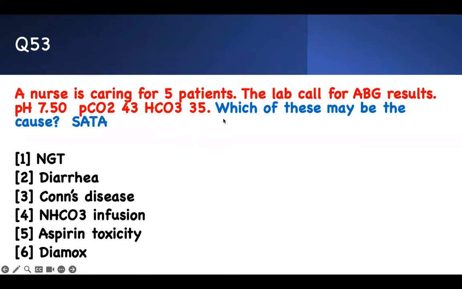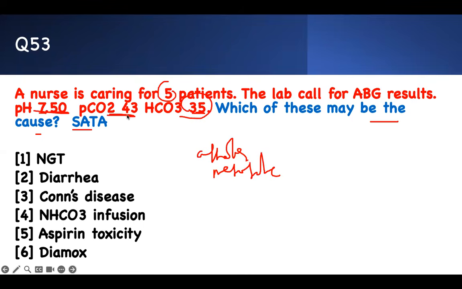Next question. Which of these may be the cause, right? The nurse is caring for 5 patients. The lab calls with an ABG. The pH of 7.5 is alkalosis. My bicarb is 35. It has gone up more than I need to. 22 has gone to like 35. So I know right away it's metabolic. My PCO2 is almost normal. Therefore, this is metabolic. I'm looking for the cause of metabolic alkalosis, right?